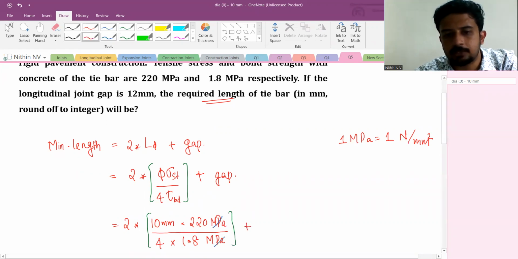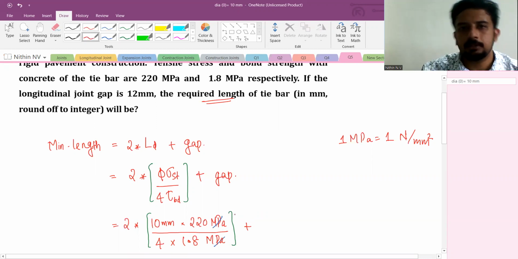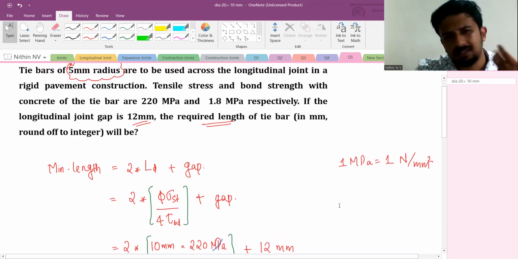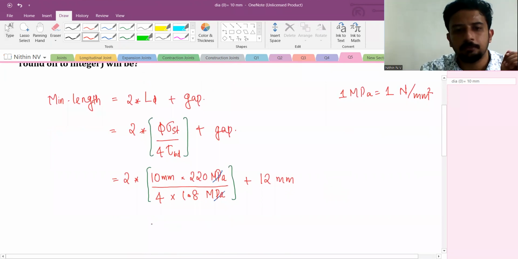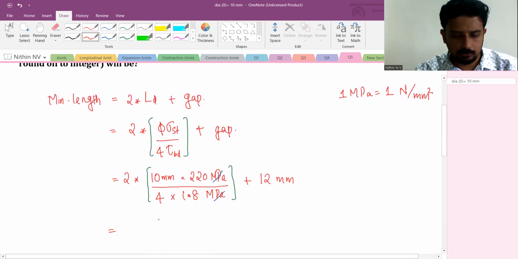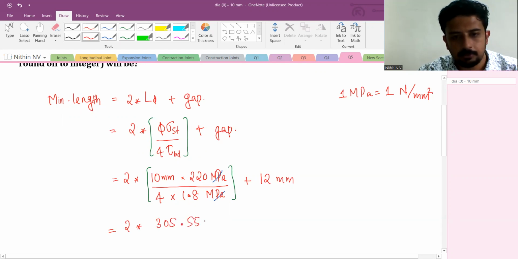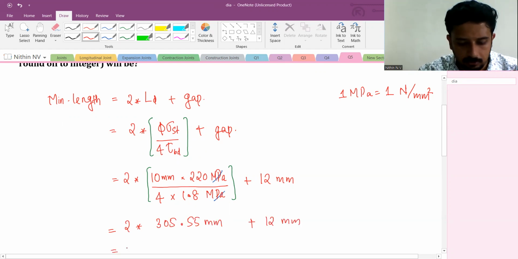Plus, if they are giving any gap, then add that. Otherwise, neglect it. Yes, they have given a small value, 12 mm. Suppose that was not there in the question, then simply ignore it. Simple as it is. Now that's going to be equal to, you can separately calculate it, 10 into 220 divided by 4 divided by 1.8. This development length separately, if you are doing, it's going to be 305.55 mm, right? Plus 12. So totally how much is it going to be?